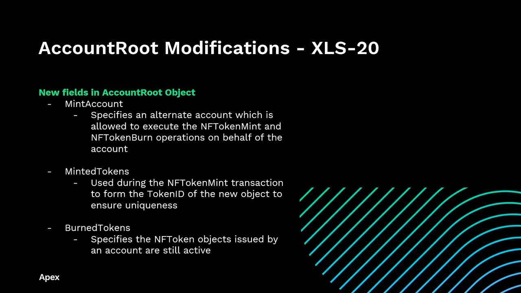So we can think of an issuer who might want to actually issue tokens from their well-known address or account on the XRP ledger, but at the same time want to delegate the right to mint or burn the token to another account. Now, they cannot possibly give their private key to this third party, but what they can do is set that account into the mint account, and then this mint account can actually execute mint and burn transactions on behalf of this account. The second field is the minted tokens, which is used during the computation of the unique token ID for the tokens issued by this account.